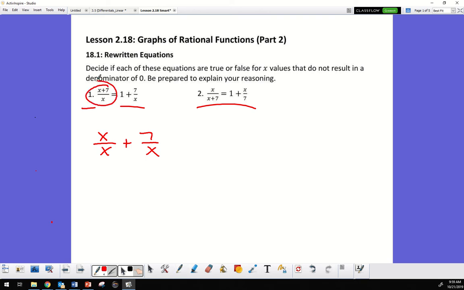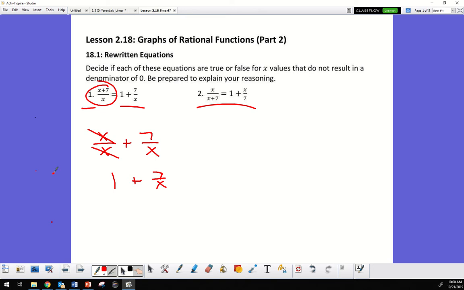So now, when I get x divided by x, what does that give me? Not x. What about 5 divided by 5? 1. 10 divided by 10? 1. X divided by x is going to be 1, because it's the same thing on top and bottom. So x divided by x is going to be 1 plus 7 over x. So does this first one work out? Yes.